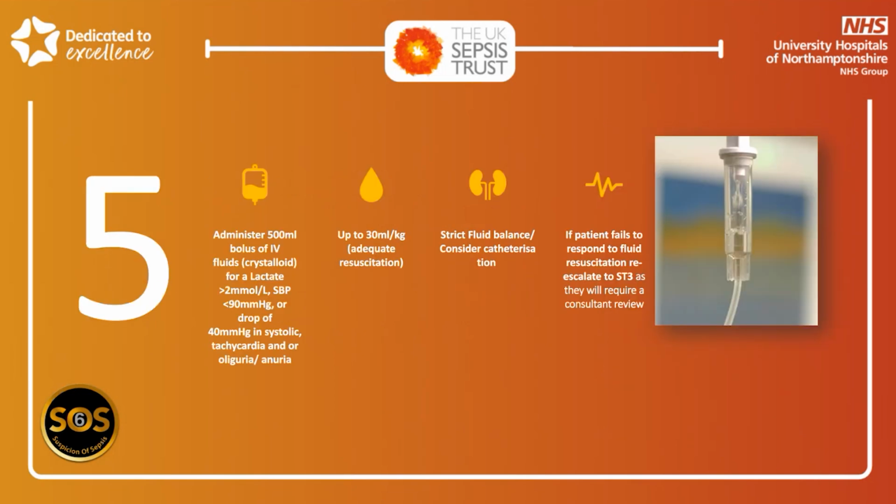The fifth element is IV fluids. Administering IV fluids is essential for many sepsis patients. Those with a systolic blood pressure of less than 90 or a drop of 40 from their normal baseline, tachycardia, not passing urine or a lactate greater than 2. Adequate fluid resuscitation is up to 30 mL per kilo. Each patient should be assessed individually regarding fluids as they may not be appropriate for all patients, or the initial recommended bolus of 500 mL may need to be reduced for patients who have cardiac failure.